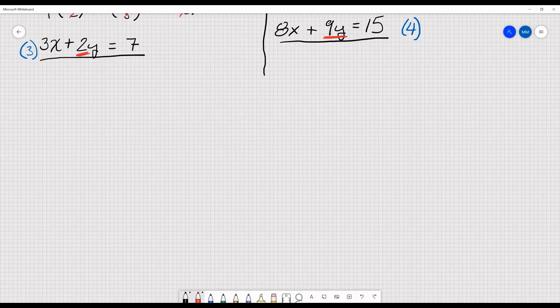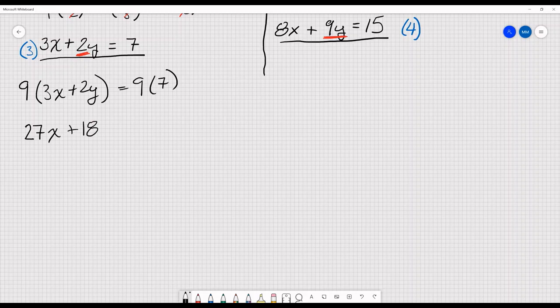And I can see that I'm going to need to manipulate both equations. I will multiply equation 3 by 9. If I multiply equation 3 by 9, I get 9 times 3, which is 27x. 9 times 2, 18y, and then 9 times 7, which gives me 63. I have another new equation. I'll call this equation 5.